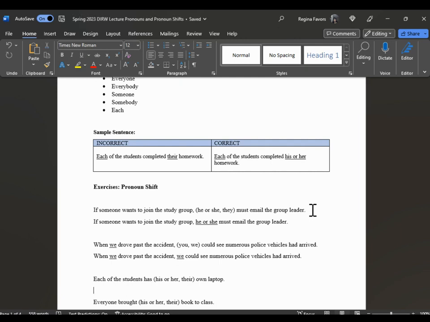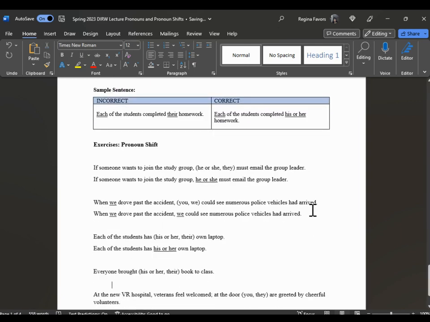Okay. Each of the students has his or her own laptop. So each of the students has his or her own laptop. Okay. So his or her is your correct answer here. Okay. This is considered singular.